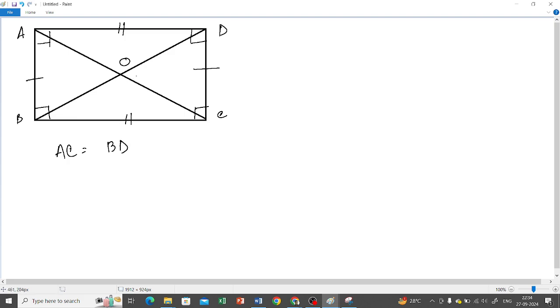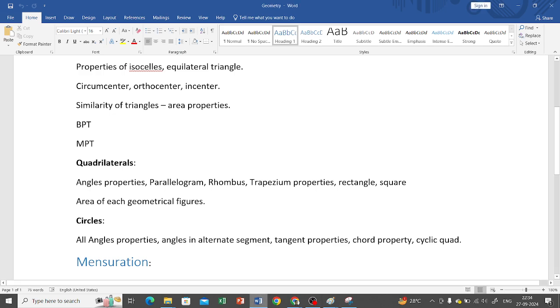The rest of the properties of a parallelogram are still applicable over here. Both the diagonals bisect each other. That means AO is equal to OC and BO is equal to OD and AC is equal to BD. Area of a rectangle is what? Length into breadth. Right? Very simple. Square.